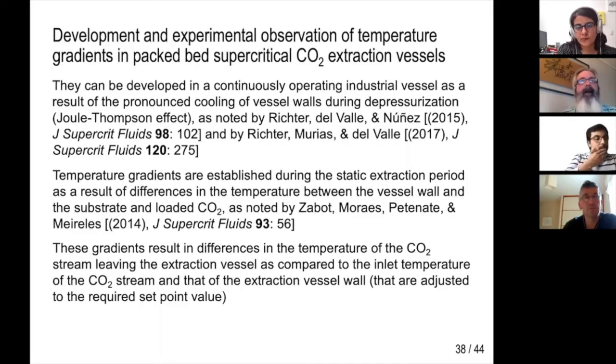The temperature gradients developed during industrial vessel reconditioning cause differences in the temperature of the CO2 stream that leaves the extraction vessel as compared to the inlet temperature of the CO2 stream and that of the extraction vessel wall, adjusted to the required set point value.